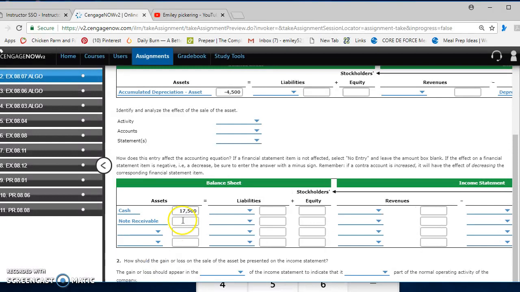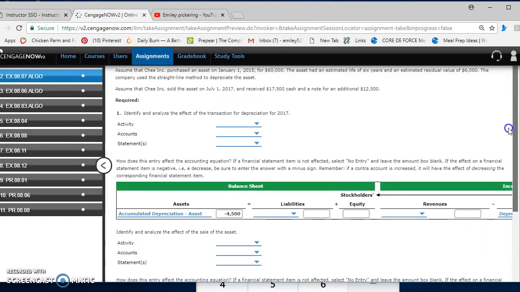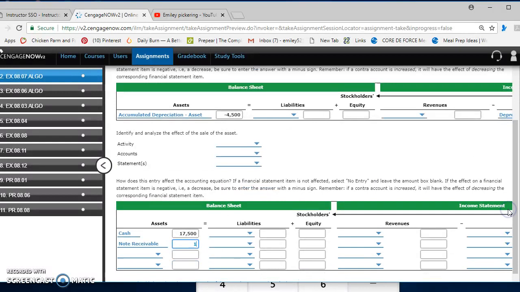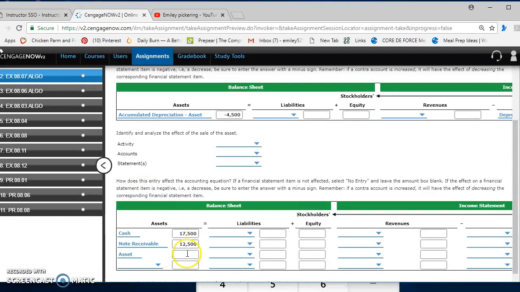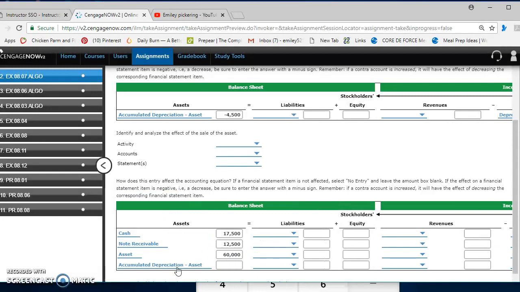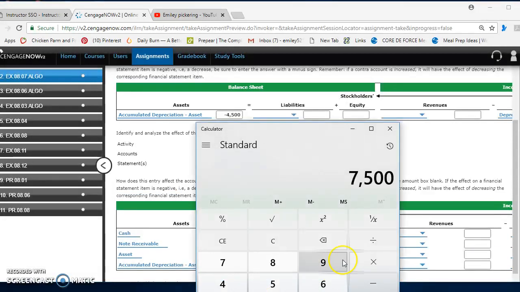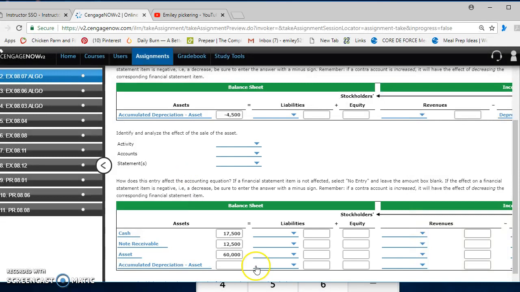And then we have a note receivable, and that was $12,500. We are getting rid of our asset. What we're going to do is take the full cost of the asset. We have to write it off. Remember, the asset of $60,000 never changes. However, we are also going to get rid of our accumulated depreciation, which would be the 9,000, 9,000, and 4,500. So 22,500. Again, this might be a negative.